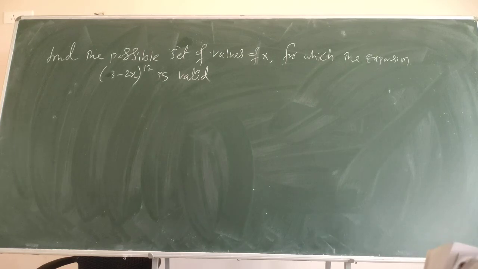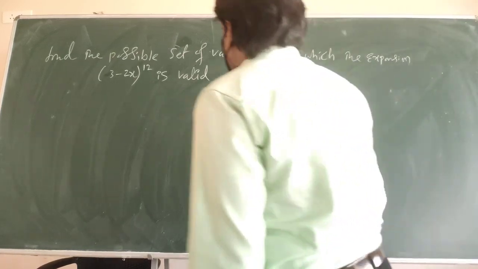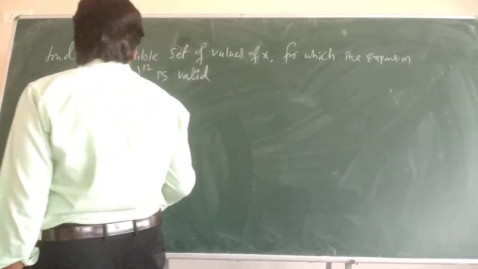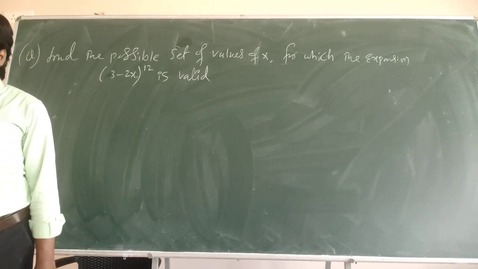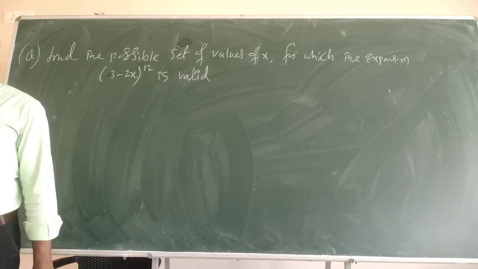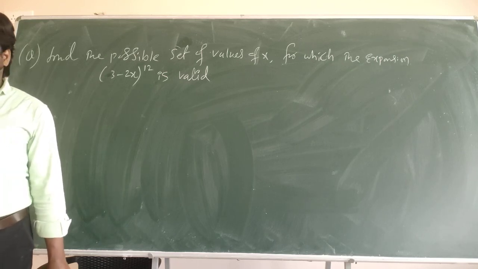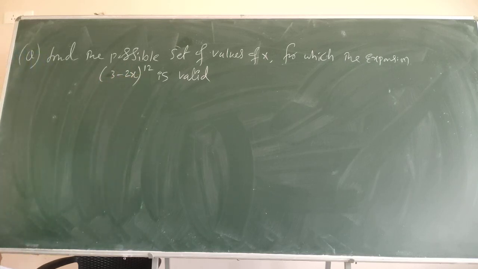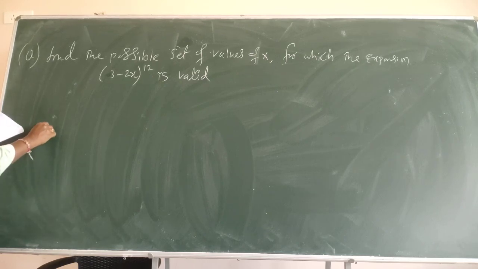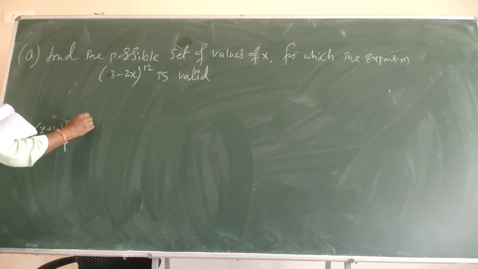The question is, find the possible set of values of x for which the expansion of (3 minus 2x) to the power of 12 is valid for ascending power of x. Ascending power means like the previous one: 1 plus nx plus n into n minus 1, that form. So how to find such things? I'll give you a formula for this, where (x plus y) whole power n is there. Remember this.